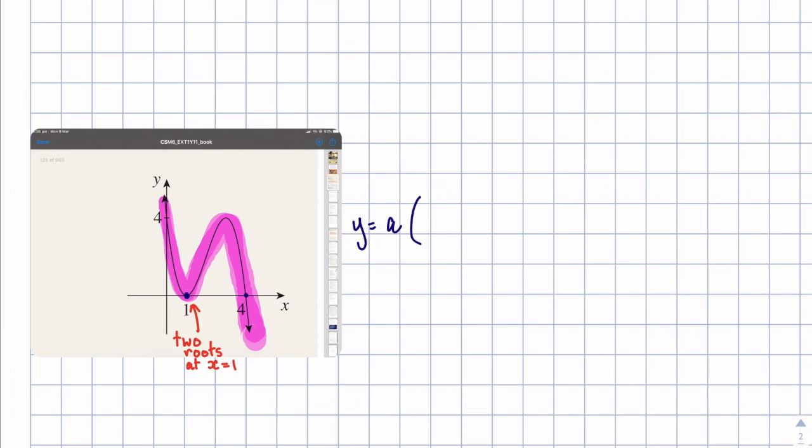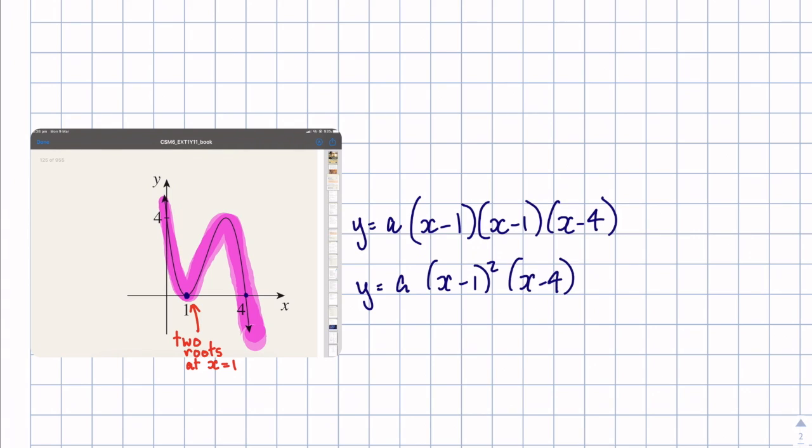I know that it's going to turn around at x minus 1, but it's going to do that twice because it hits it and then turns back around. And then it's going to go through x equals positive 4, so x take 4. Which means we've got a outside of x take 1 squared, x take 4. So whenever you have something bouncing back around like this, it means that it's squared.